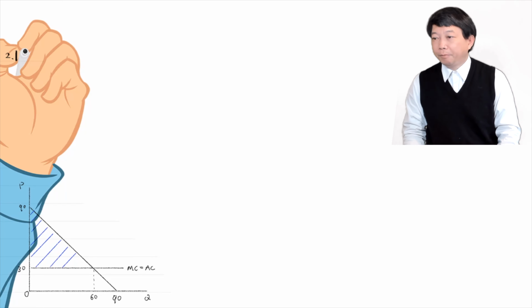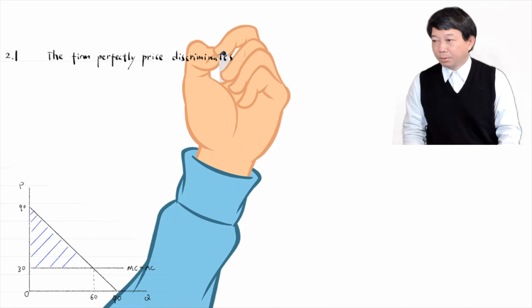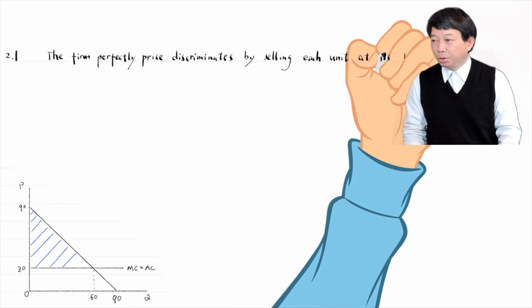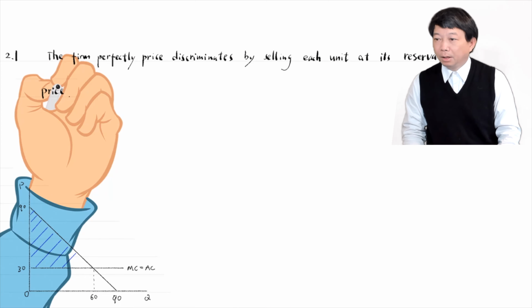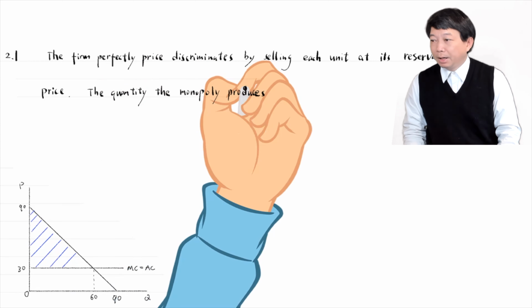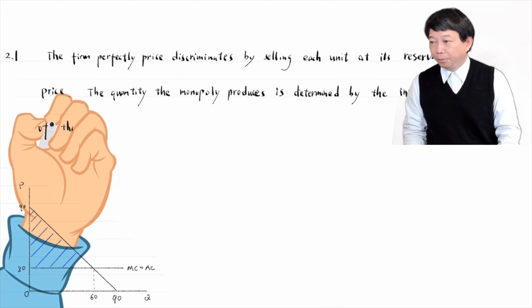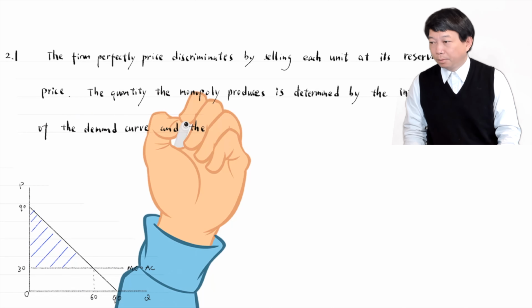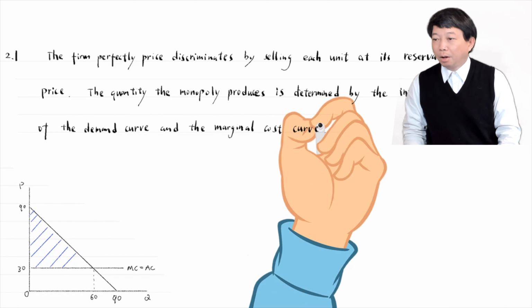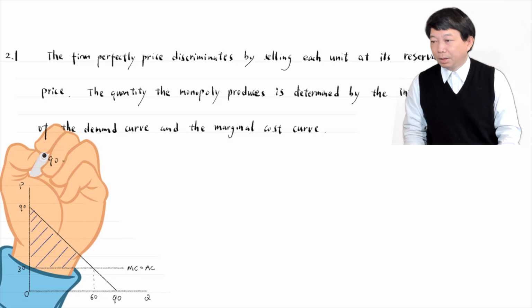The firm perfectly price discriminates by selling each unit of its product at the reservation price. This means it sets the price of each unit along the demand curve. The quantity the monopoly produces is determined by the intersection of the demand curve and the marginal cost curve. We can solve for the quantity, 60.